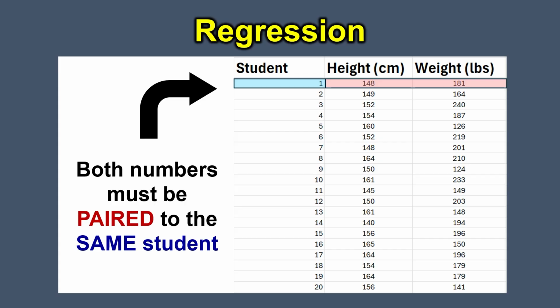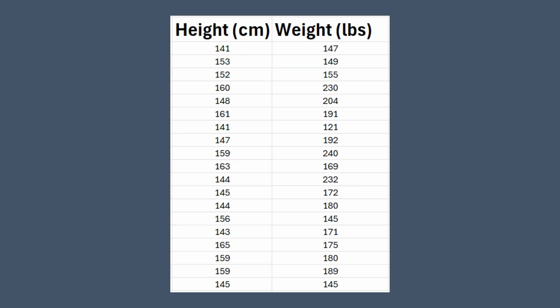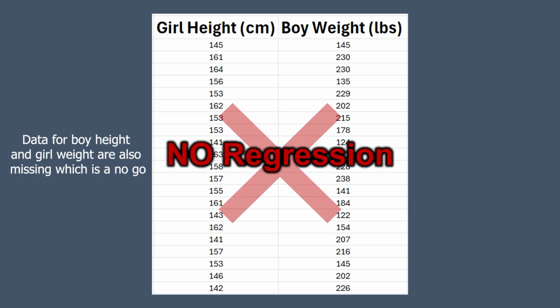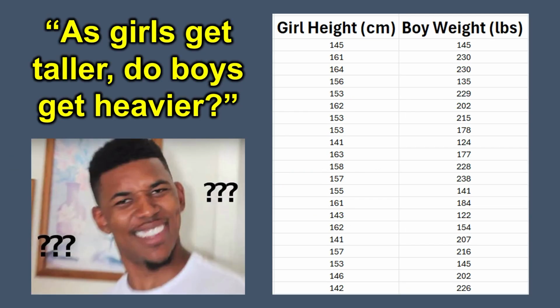Remember the paired t-test from earlier? Same thing here. We can do a regression on student height versus weight because we took the height and weight for a single group of students. Every student has a height and weight. We could not do a regression on, say, boy weight versus girl height because the boy and girl numbers aren't connected to each other. The x and y aren't paired. It's like asking, as girls get taller, do boys get heavier? It doesn't make any sense.